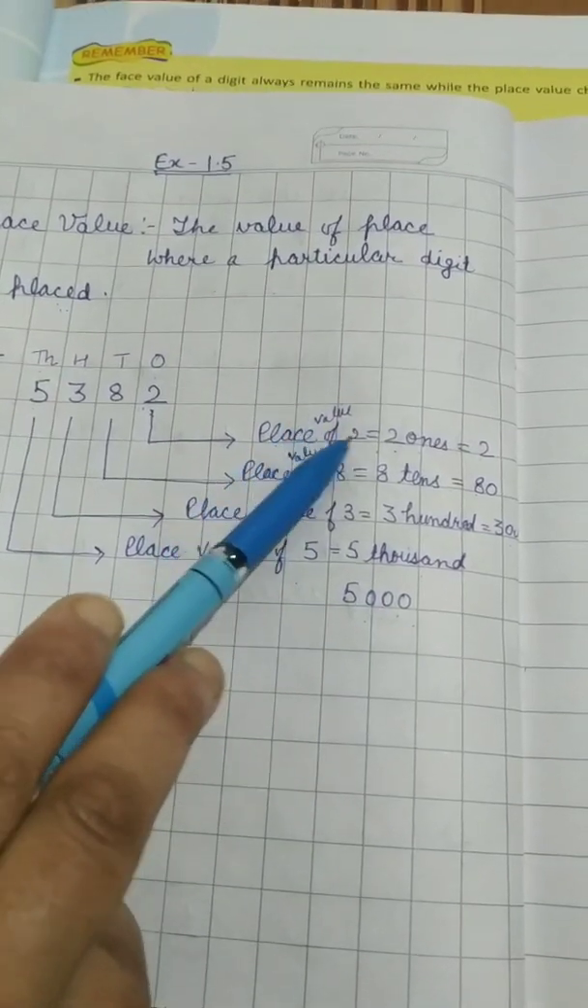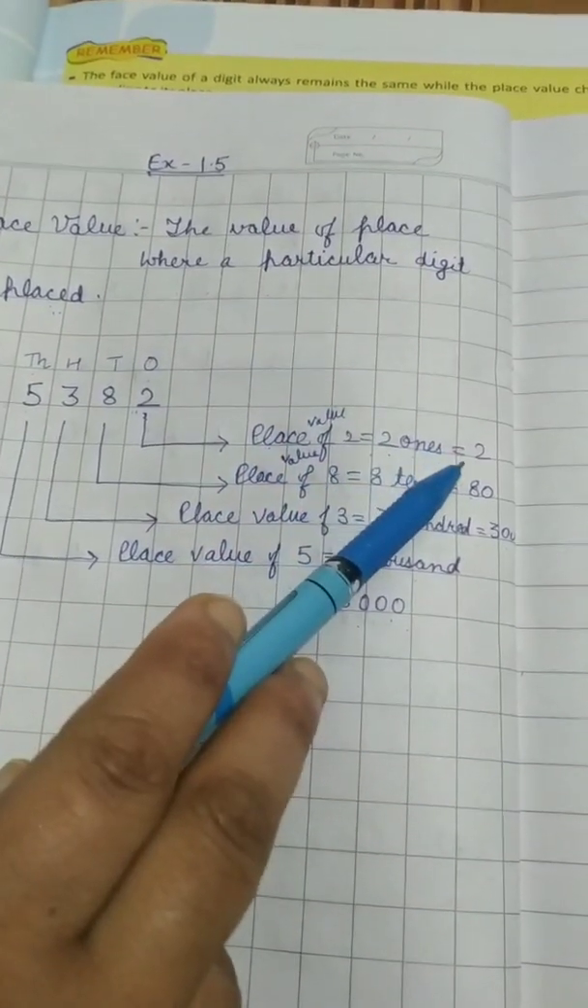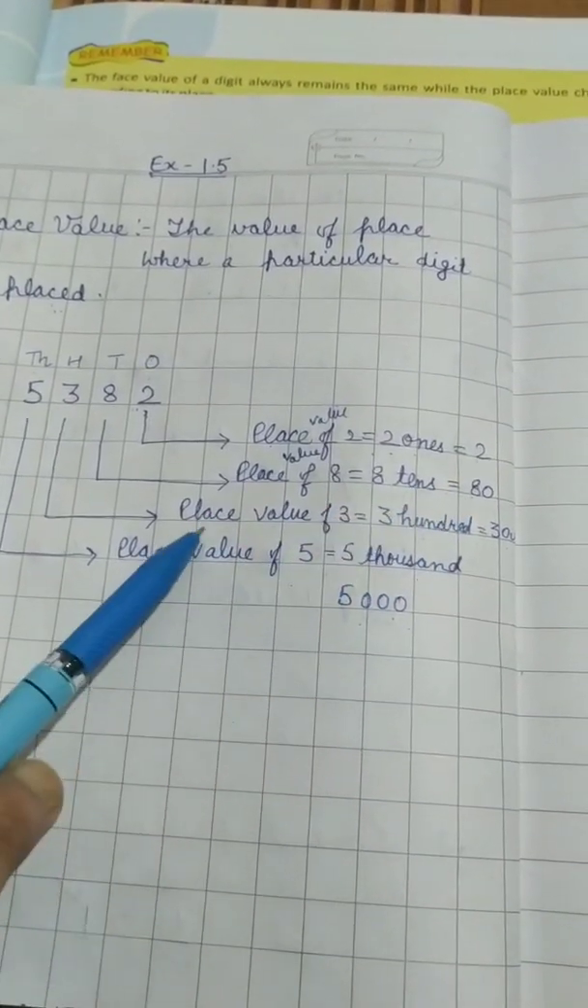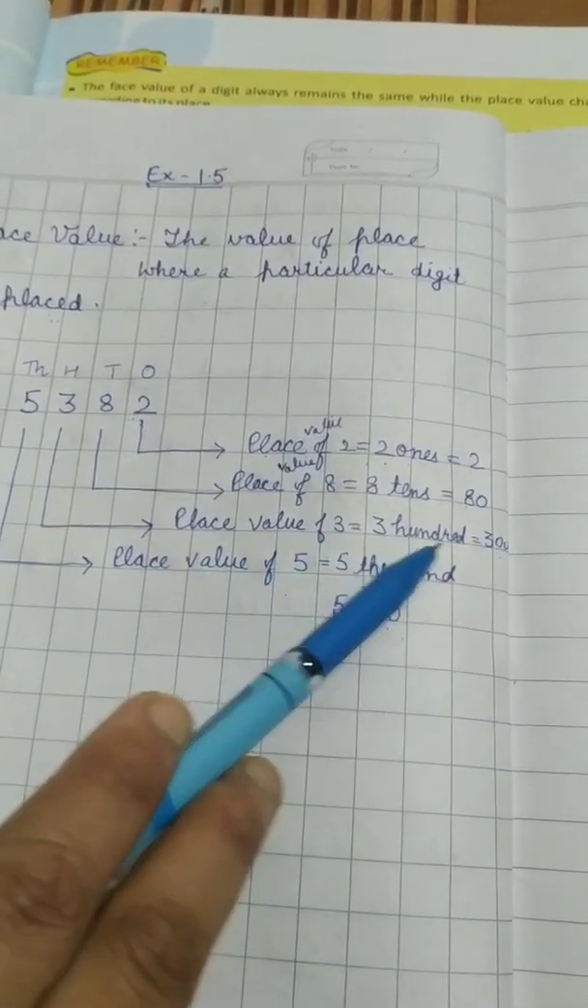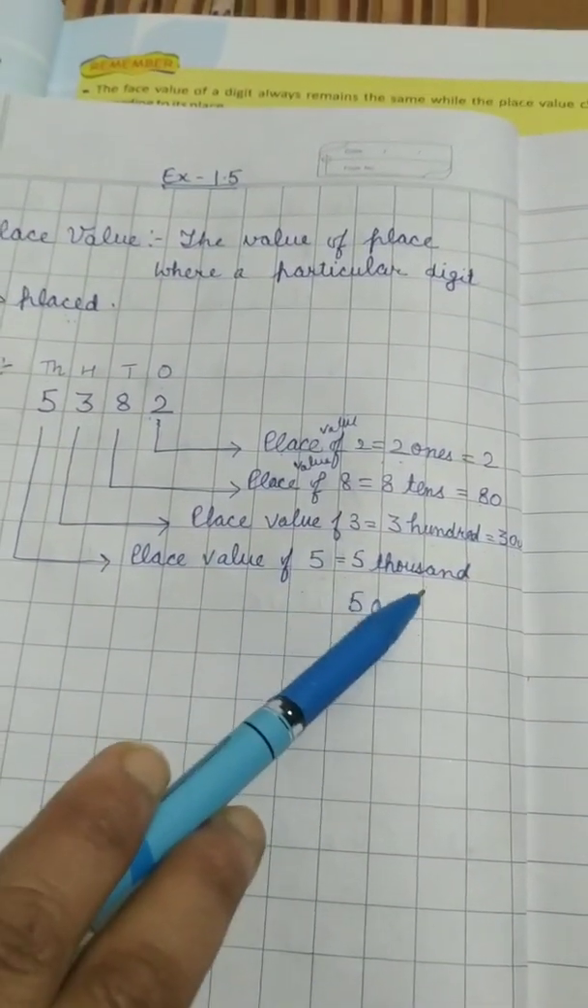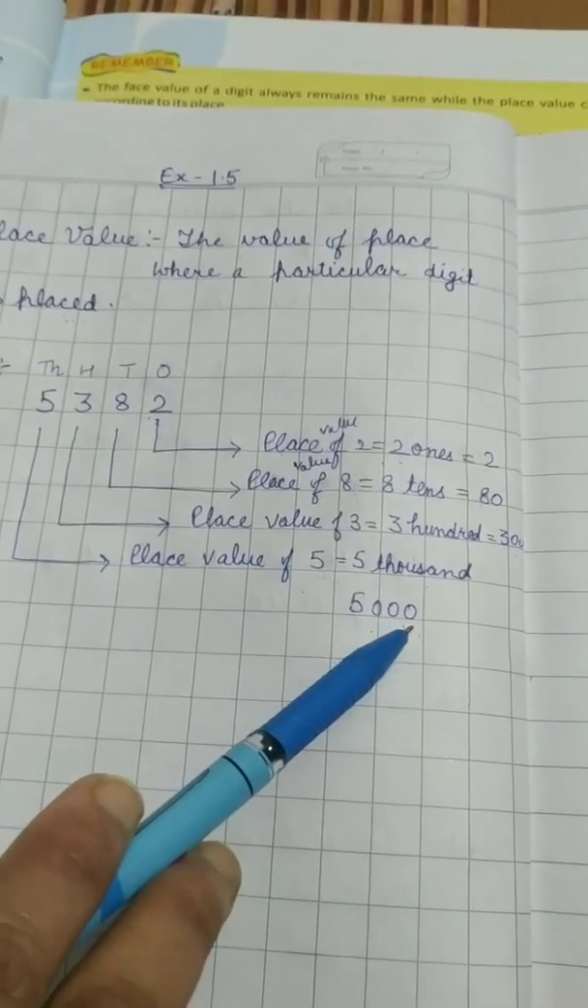Again, place value of 2 ones means 2. Place value of 8 tens means 80. Place value of 300 means 300. Place value of 5 is equal to 5000, means 5000.